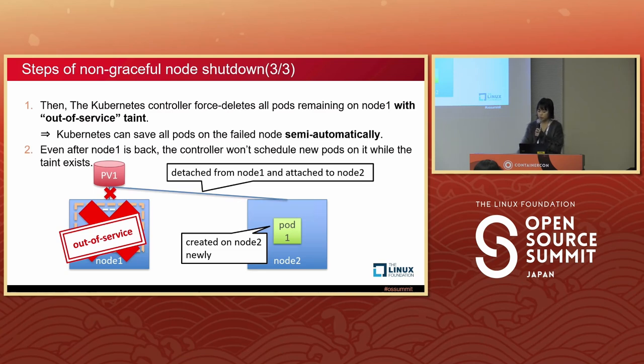Then the Kubernetes controller deletes all pods remaining on node 1 that have the out-of-service taint. Thereby, the pods on the shutdown node are newly created on node 2, and PV1 is detached from node 1 and attached to node 2. Even after node 1 is back, the controller will not schedule new pods on it while the taint exists. So the administrator user needs to delete the taint manually.